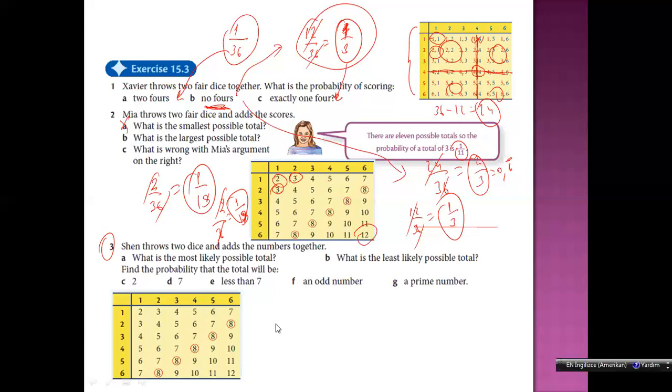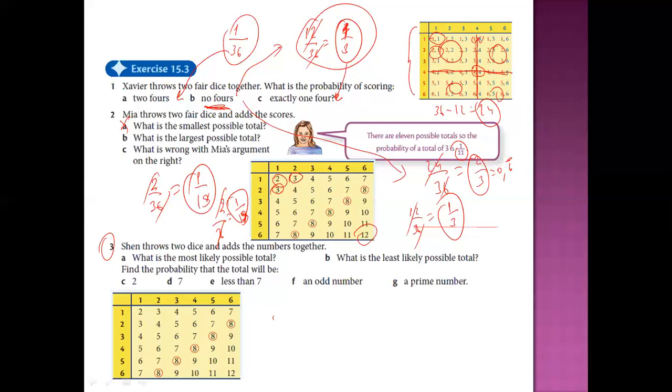Okay, let's go on. Shen throws 2 dice and adds the numbers together. So in this question, we'll use this table. What is the most likely possible total? Most likely, in previous lessons we have learned, is like the mode. What is the modal class?